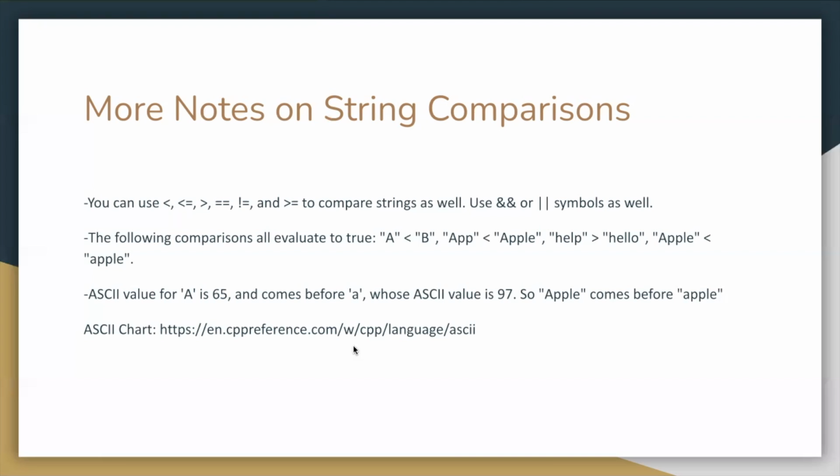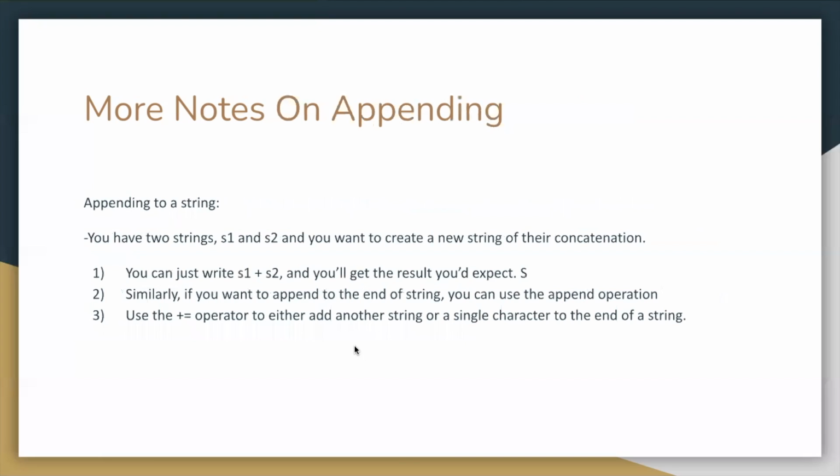Okay, so that's pretty much it on string comparisons. Now on appending, we talked about this last time. We can directly add two strings, S1 and S2. Similarly, if you want to use another way to add them, you can use the append function. To do that, you just do dot append, parentheses, semicolon. And then in front of all of that, you would have your variables, in the correct order. So string 1 dot append, string 2, basically. So you can use the append operation there.